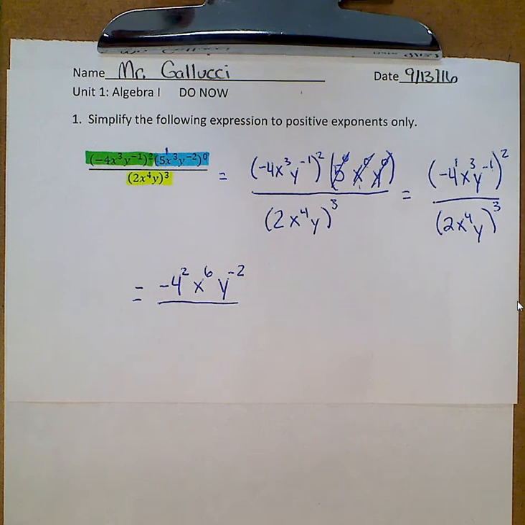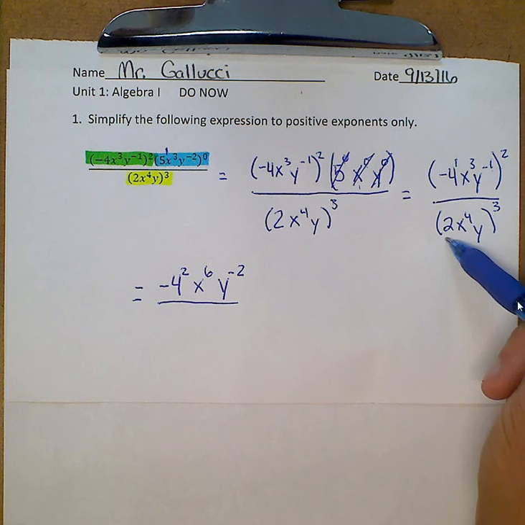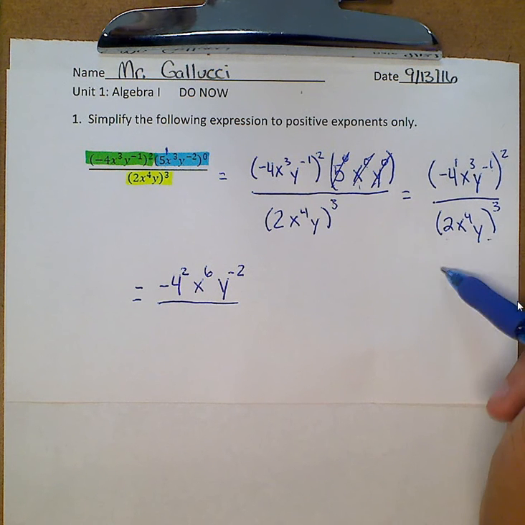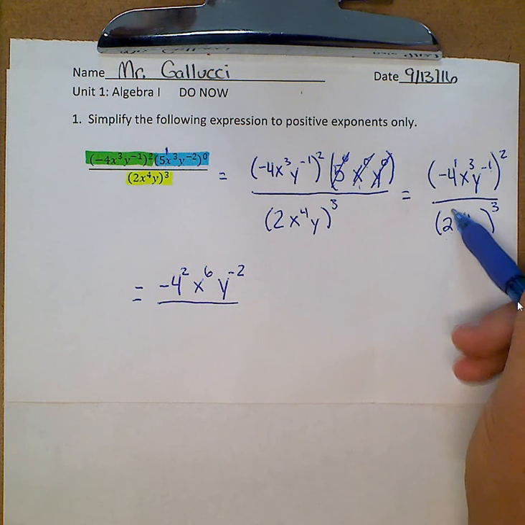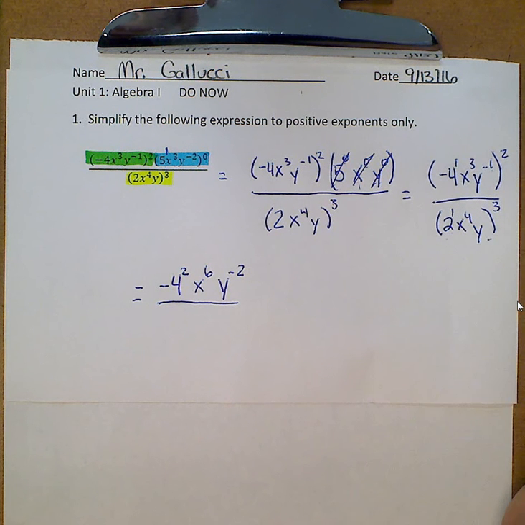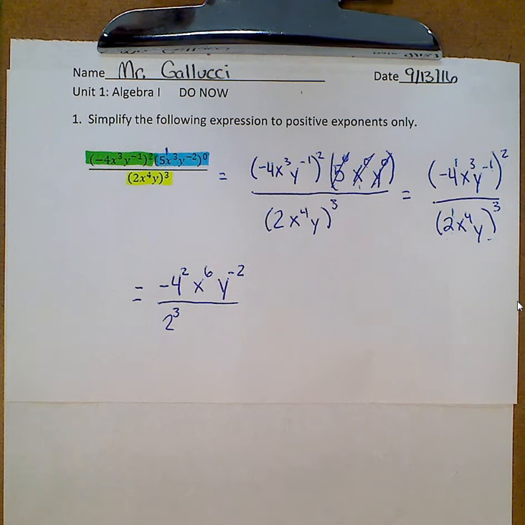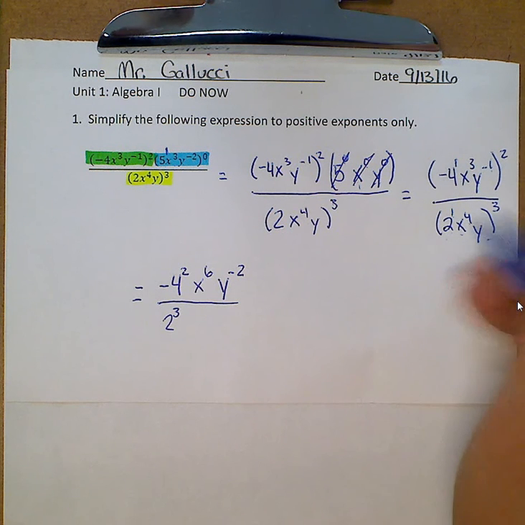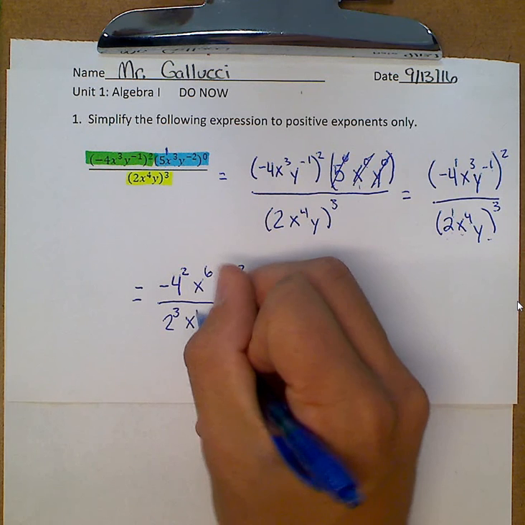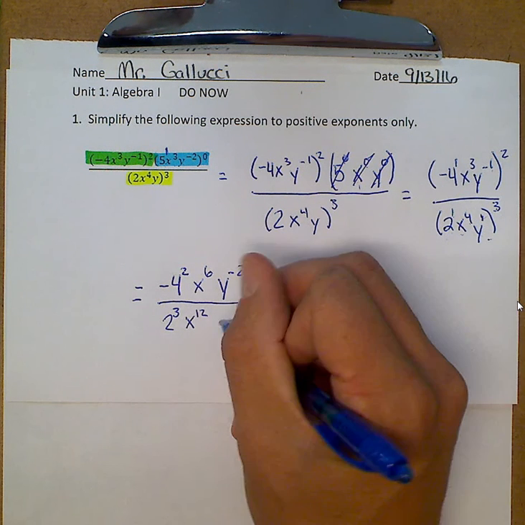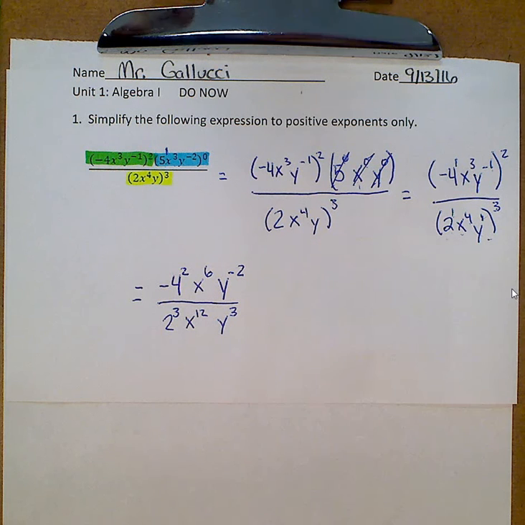And while we're here, let's also complete the power rule on the bottom. Did you forget that 2 is a base? Hopefully not. 2 to the first. 1 times 3 is 3. 2 to the third. X to the fourth raised to the third is x to the 12th. And y to the first. 1 times 3 is 3.